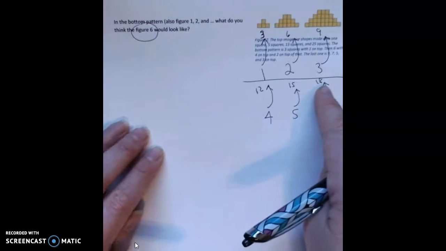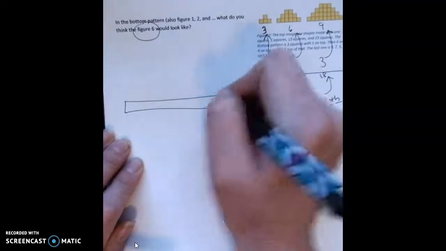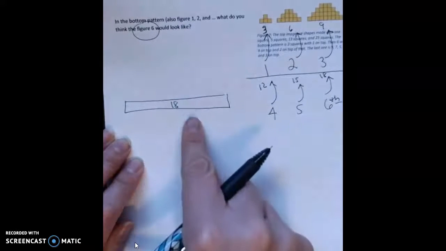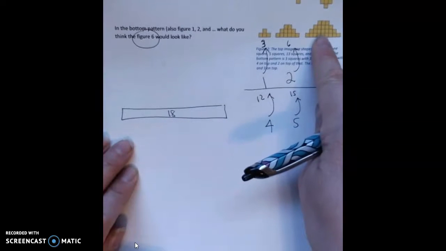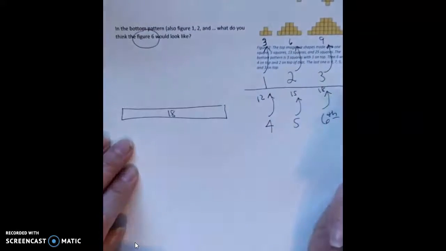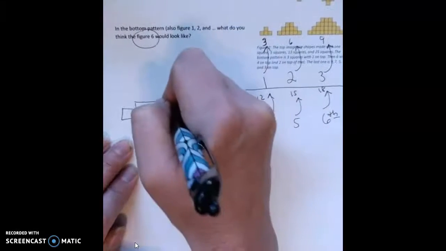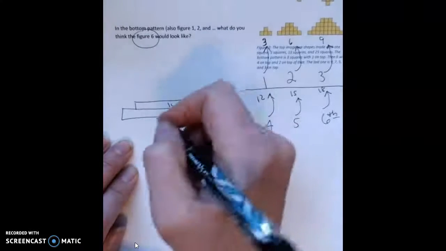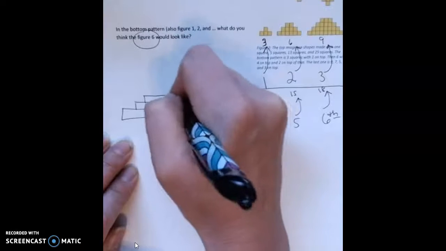So what do you think figure 6 would look like? Okay, well, I'm going to do this, but I think there's going to be 18 on the bottom row. Okay. And then I think it's going to go down by 2. So the next it's going to be what? 16 on the bottom row if I go down by 2, because it's like stair steps, so I lose a stair on each side. And then I'm going to go to 14 because again, losing a step.